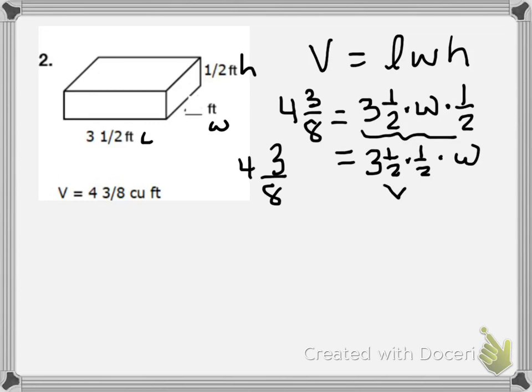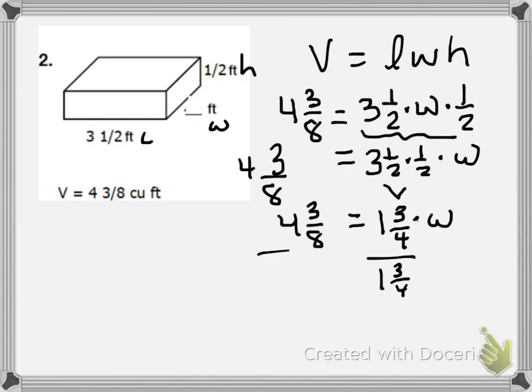And then we're going to go ahead and multiply the 3.5 times a half. And that would give us 1 3/4 times the width gives us 4 3/8. Again, this is a one-step equation. So to undo multiplying by 1 3/4, we're going to divide both sides by 1 3/4. All right, so 1 3/4 divided by 1 3/4 is 1. So 1 times W is really just W.